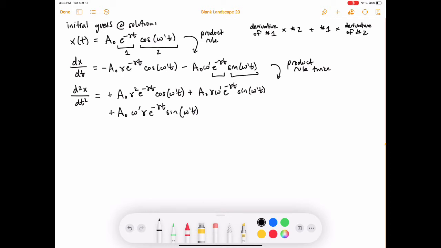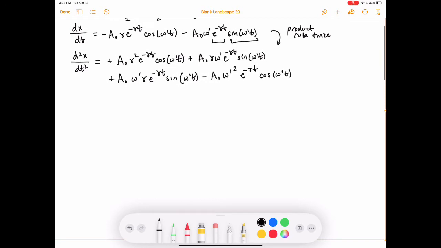Okay, and then finally, we have minus a naught times omega prime. We're going to leave the first function alone, so we have e to the minus gamma t, just leave it alone. And then we'll take the derivative of the second function, which is sine omega prime t. When you take the derivative of that, it becomes cosine omega prime t. But we also bring out a factor of omega prime, so now we have omega prime squared out front. So that's the second derivative. It has these 4 different terms in it.